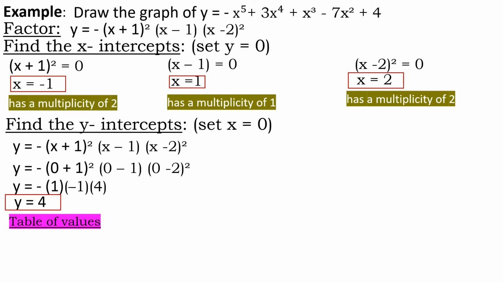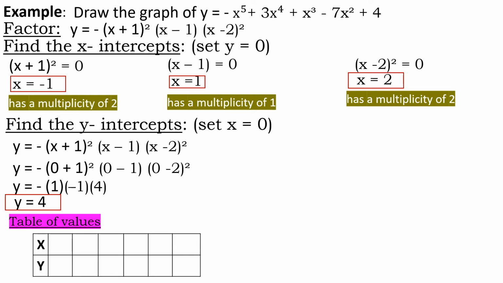Let us make a table of values. So, ang x-intercepts natin, negative 1, 1, 2. So, ilagay muna natin sa gitna ang 0. Then, if x is 0, y is 4. Yan ang ating y-intercept. If x is equal to 1, y is 0. If x is equal to 2, y is 0. If x is equal to 3, so mamaya na yan. So, dito to the left, if x is equal to negative 1, y is 0. Inuna muna natin yung mga x-intercepts.